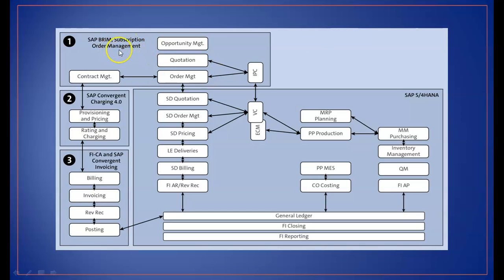SAP BRIM Subscription Order Management offers you contract management, opportunity management, quotation, and order management, all internally in SAP BRIM. Then we have SAP Convergent Charging, where we have provisioning and pricing, rating and charging. In FICA and SAP Convergent Invoicing, we have billing, invoicing, and postings.